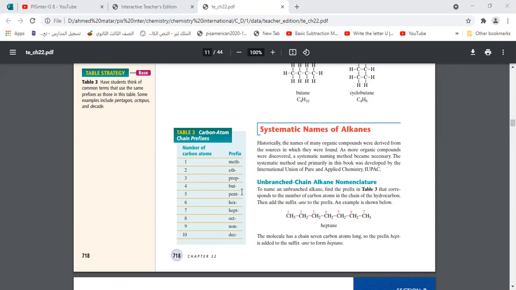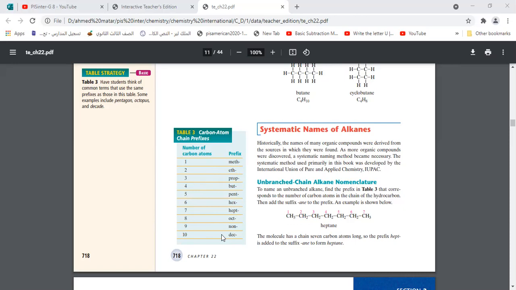To be able to name the alkane, you must memorize the prefixes, the Latin prefixes which reflect the different numbers. So number 1 means meth, 2 eth, 3 prop, 4 but, 5 pent, 6 hex, 7 hept, 8 oct, 9 non, and 10 dec. So these represent the numbers in Latin, guys. We are supposed to memorize them. That's a must, of course.